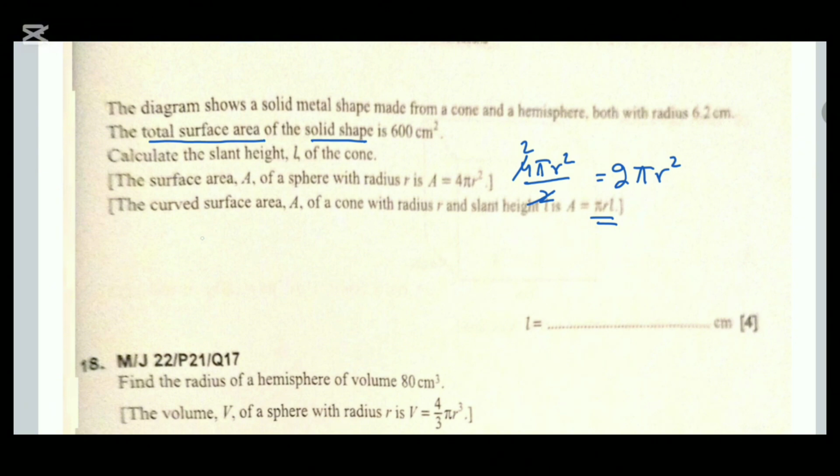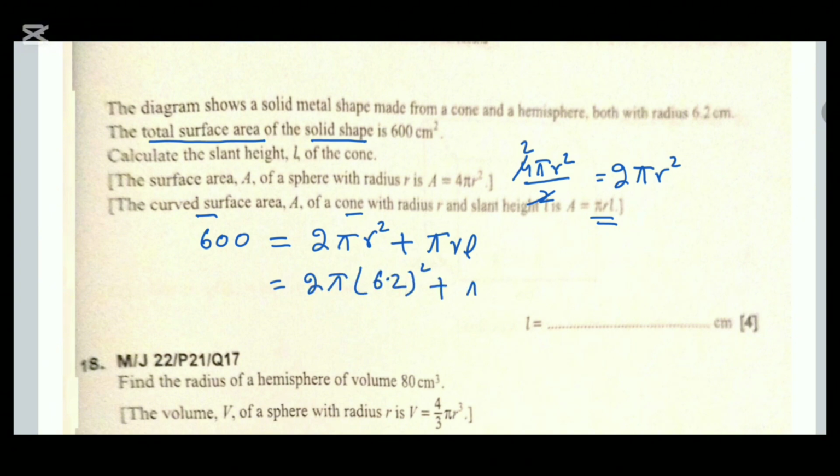So 600 is the total surface area, is equal to area of hemisphere plus curved surface area of a cone, that is pi rl. It is given to you, pi rl. So this will be your first step. Now you will put the values. 2 pi radius 6.2 given to you, plus pi as it is, and radius 6.2, L is not given to you.